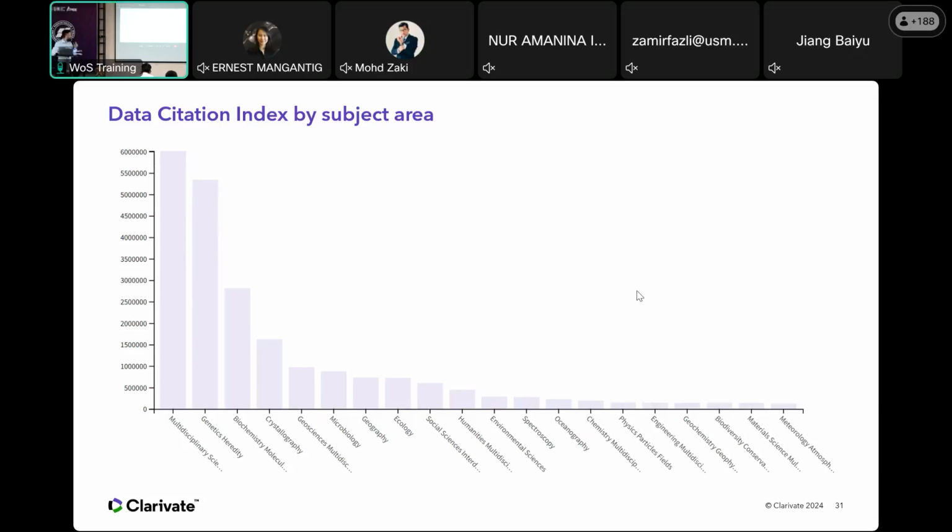Now, all of these are the subject areas that contain more than 100,000 records on the Data Citation Index. There are, of course, others, but they have less than 100,000, so I decided that they might not be as exciting for you as the first ones.